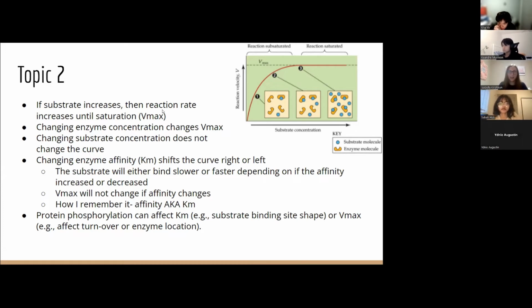And just to draw that out, let's say I phosphorylate my enzyme and affinity increases, we're just going to shift the curve this way, but Vmax will not change. If all we're changing is the affinity, it'll just reach Vmax faster, but Vmax will stay the same.